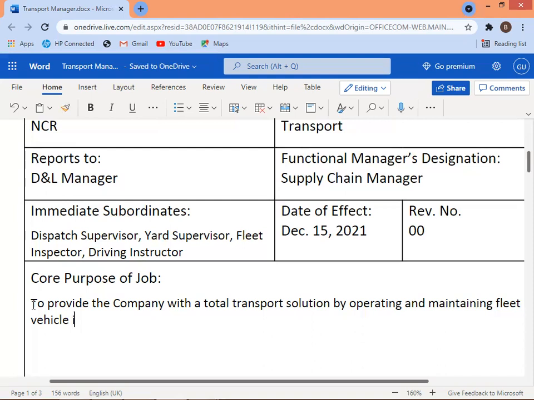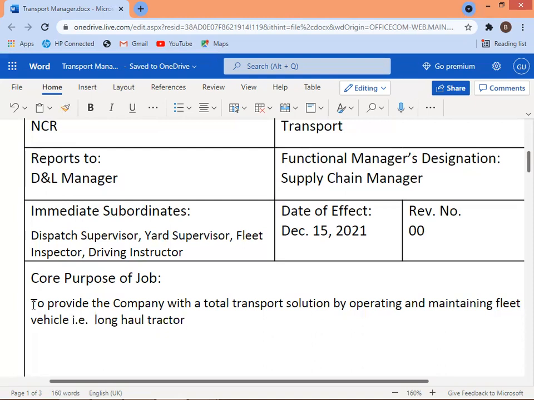Okay, which vehicles? That is, for example, long haul tractor. Long haul tractor is for highway driving, rigging the reefer.